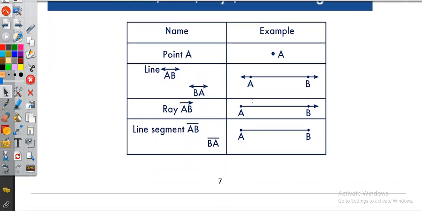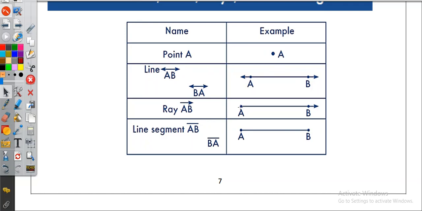A ray has the start point and doesn't have an end point. And the line segment has 2 end points. Look at the sample here. The line has the symbol of the line which doesn't have any end point.